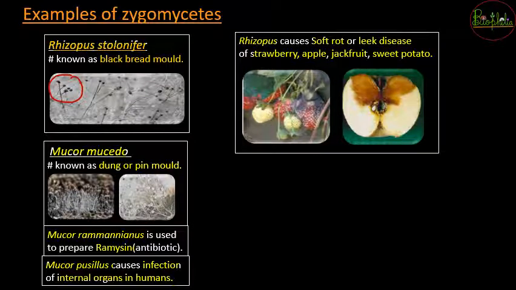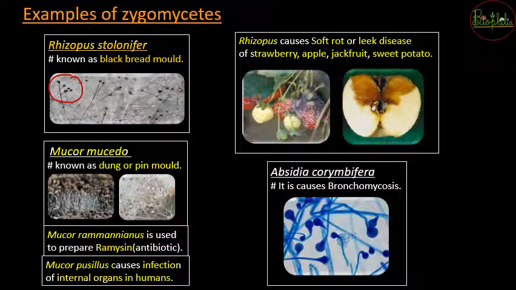The last example is about Aspergillus, and this fungus is going to cause bronchomycosis. The word broncho is related to the respiratory system, where the bronchi are, and mycosis, the word myco, refers to fungi. So whenever a fungus infects the bronchi of the respiratory system, meaning any infection in the respiratory system, that can be caused by this particular Zygomycetes.